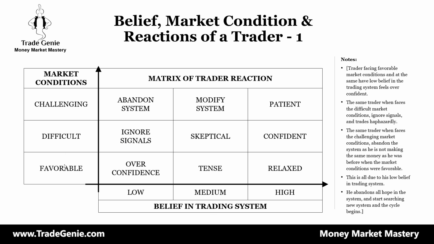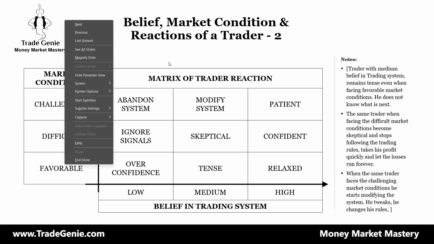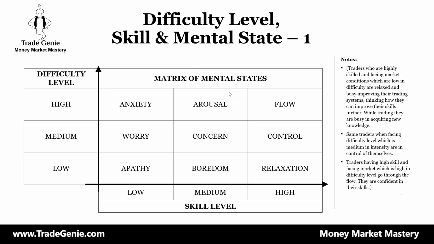So think about this. I explain all this in these three charts. Now, just a second, I have to explain this. In the same way, there are other mental states we adopt depending on what kind of market conditions we have and the skill level we have. If the skill level is low and the market we are facing is difficult, we develop apathy. When a medium difficulty level turns into medium, we worry. We become a worry person.